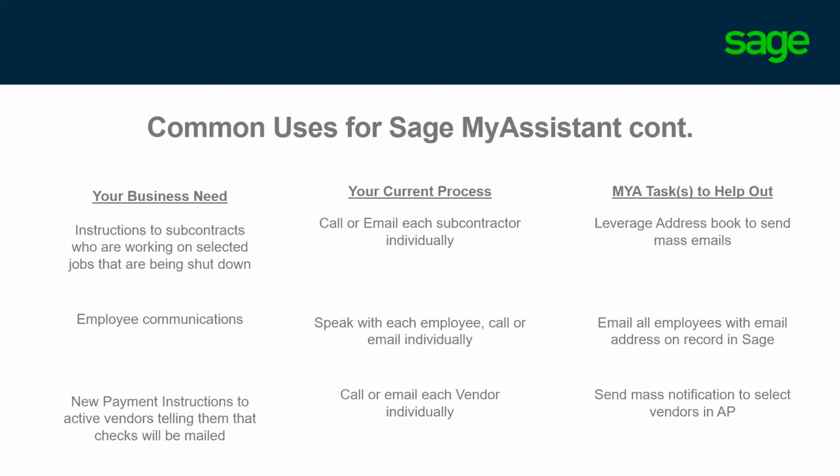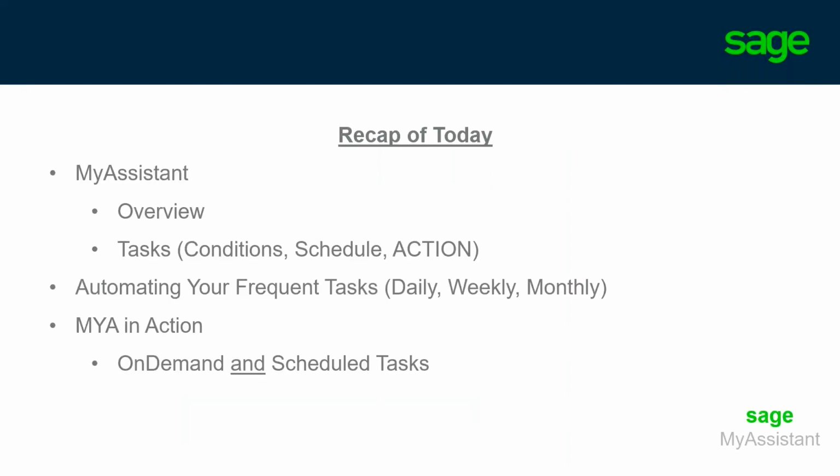To recap what we looked at today, we started by taking an overview of the My Assistant product. Then we jumped into the product and started talking about tasks right away, and how you can set up a condition, a schedule, and an action to start automating those tasks that you do on a daily, weekly, or monthly basis. I showed the My Assistant product in action. I showed how we can run those tasks on demand, as well as set up those emails, as well as several examples of the emails that did come through today.